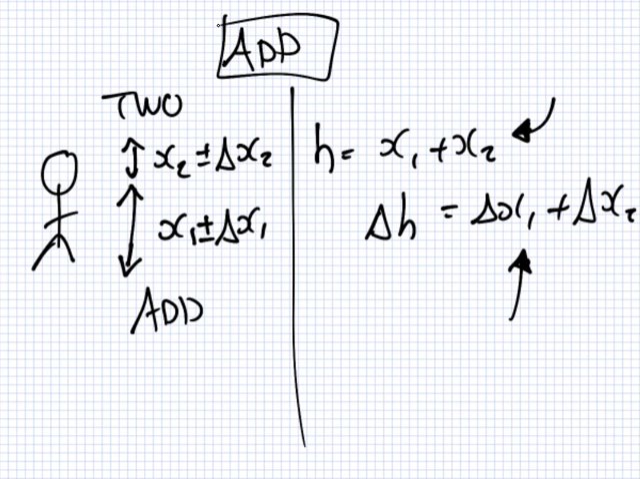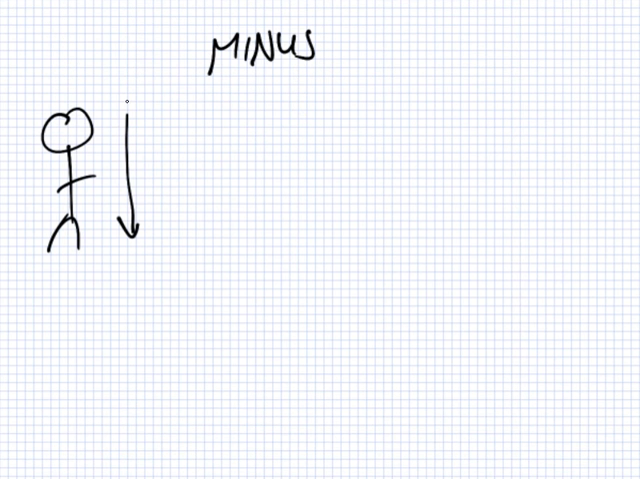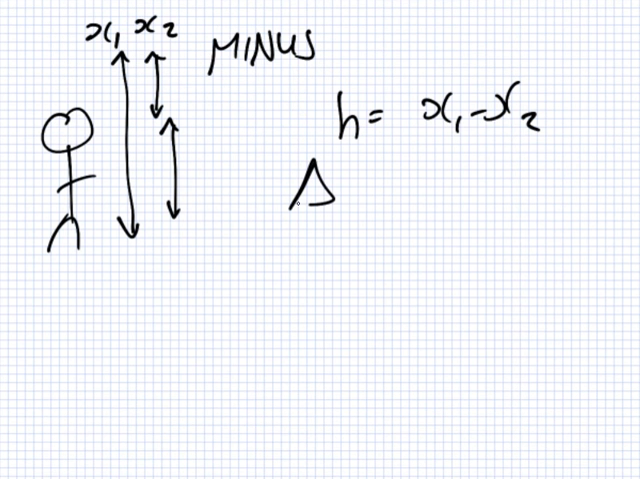So what about in the minus case? For example, you make a measurement and then you make another measurement, and your answer is the difference between the measurements. What do you think the uncertainty would be? Would it still be add or would it be minus? It'd be add. Still add them. It's still the same. The uncertainty still adds.